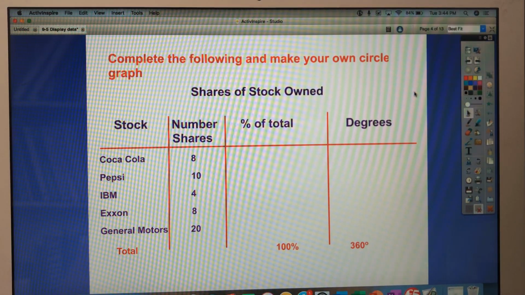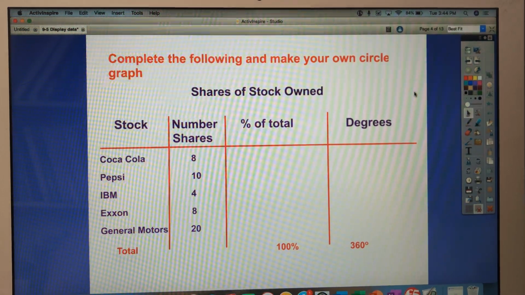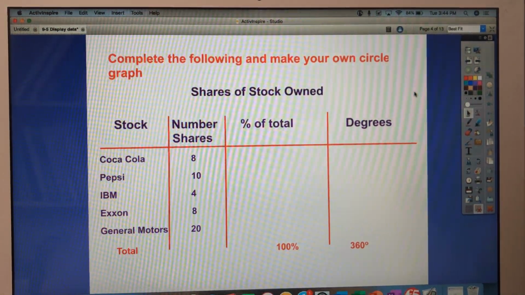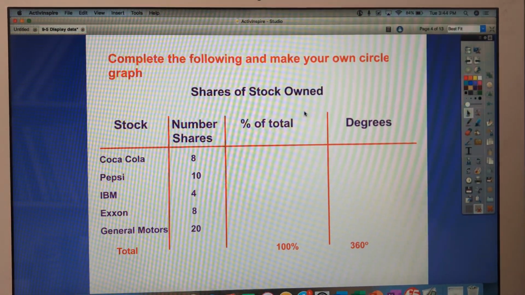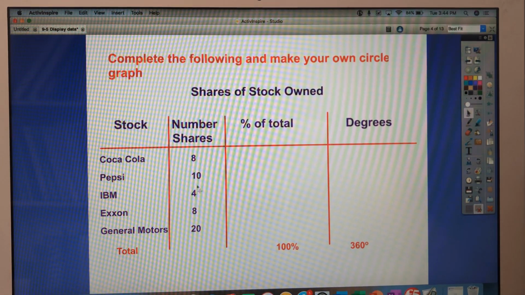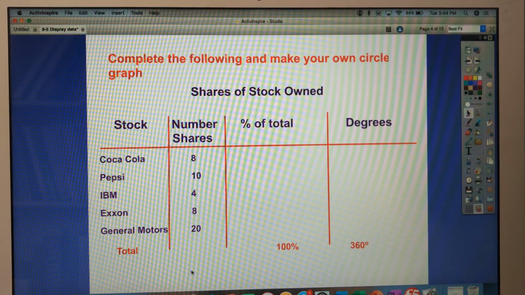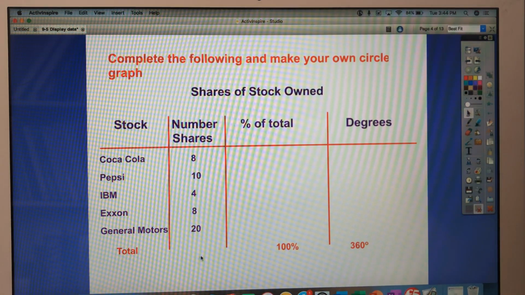So my class knows we like to do an example before you sneak ahead and look at the next slide. I have an example here for you. Coca-Cola, Pepsi, IBM, Exxon, and General Motors. And here are the number of shares that a company might have. You should notice that the total is missing. So you need the total before you can start doing shares out of total equals percentage. Percentage times 360 equals degrees.